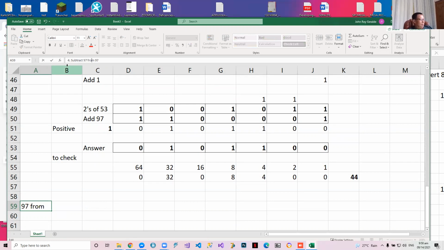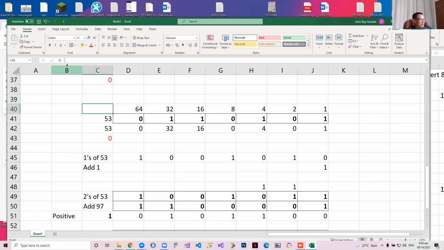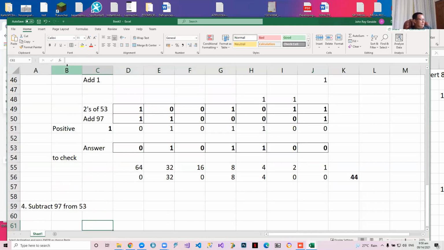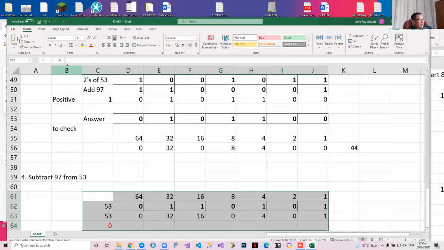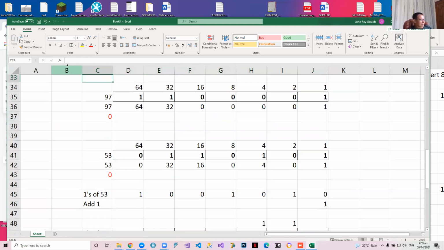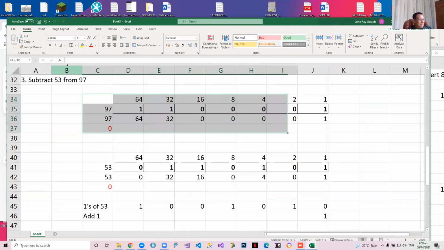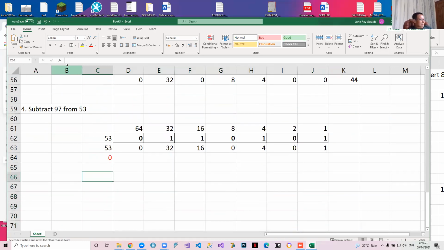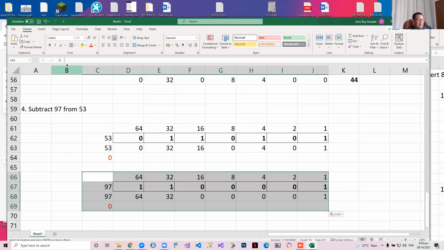97 from. Okay, do you follow? Do you follow? So what do we convert to two's complement? 97 this time. Okay. So the 53 is left alone. So we'll just copy this. This is our 53. Okay. And then the 97 we will convert. We have the 97 here. Just copy this. Okay. That's 97. That's one.